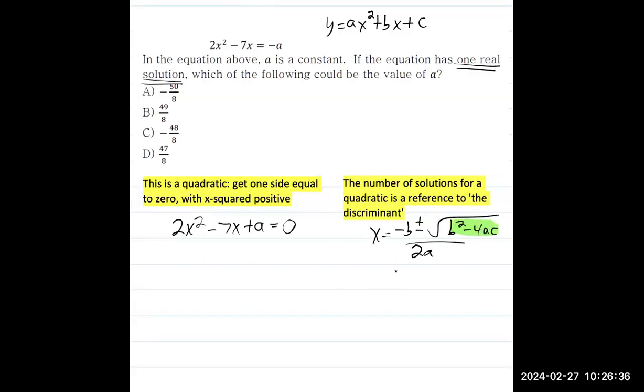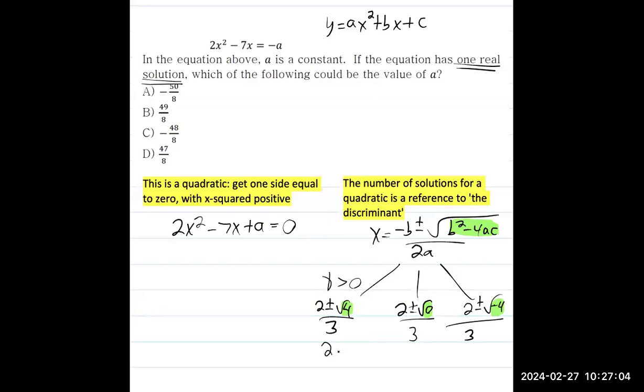So we're just going to quickly use invented numbers to demonstrate what happens. If we have 2 plus or minus root 4 over 3, 2 plus or minus root 0 over 3, and 2 plus or minus root negative 4 over 3. Right now we're demonstrating that we can have a positive, 0, or negative discriminant. In the positive situation, if the discriminant is positive, you're going to end up with two solutions because you would be adding 2 and taking away 2 and getting 2 answers.